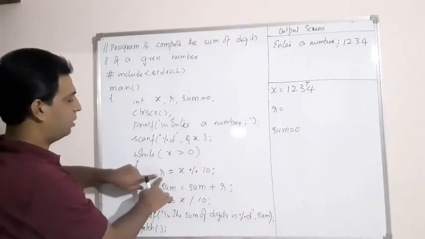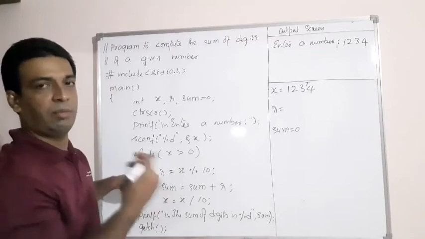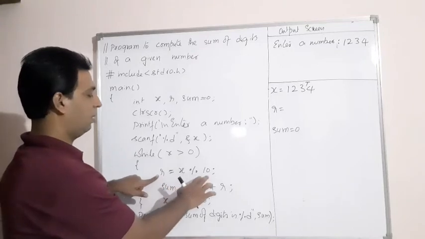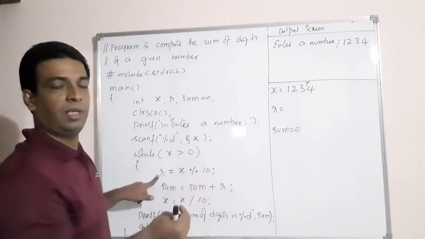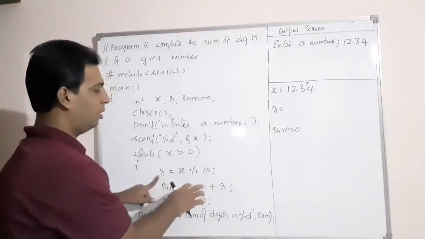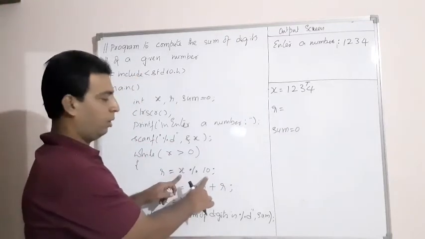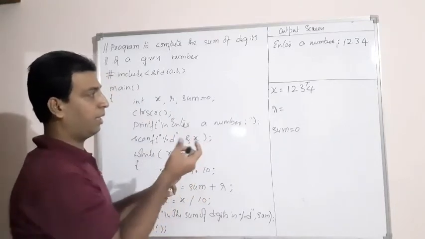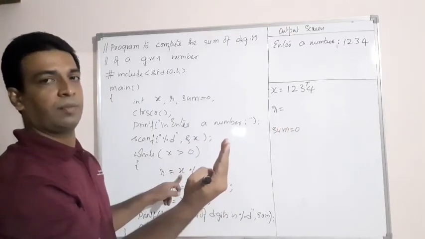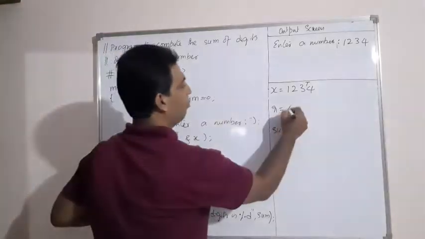So the first statement is R is equal to X percentage 10. Here R is used to store the remainder of the division X divided by 10, with the percentage as the operator, because percentage is a modulus operator which gives the remainder. Now the current value of X is 1, 2, 3, 4. When you divide any integer by 10, the unit digit will be the remainder, and the remaining digits, that is 1, 2, 3 here, will be the quotient. So R will get the value of 4.